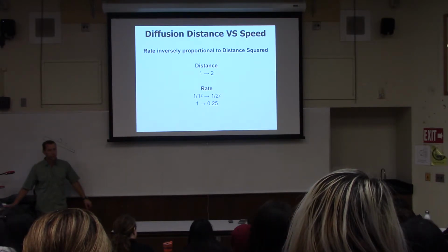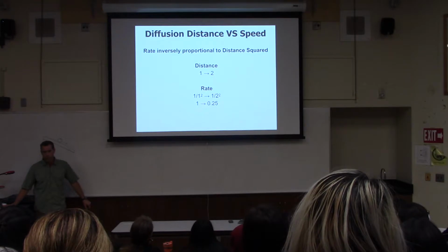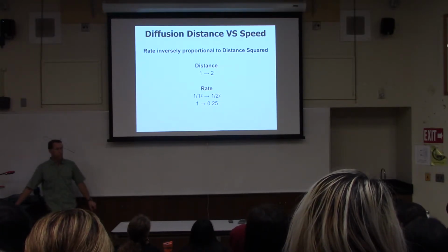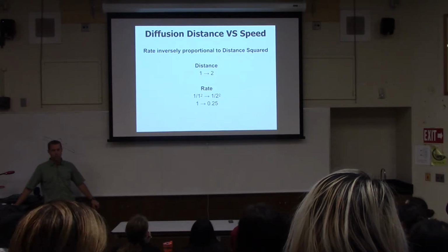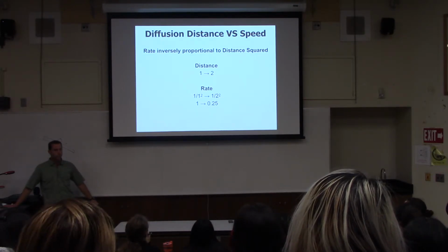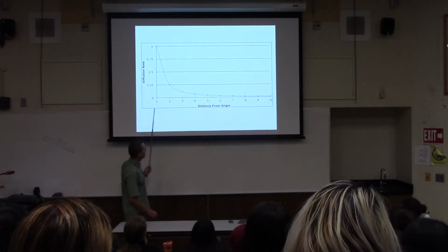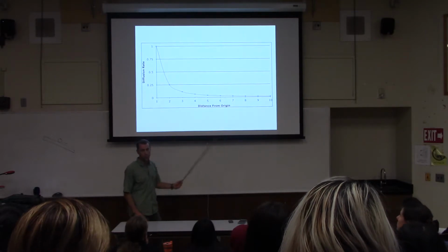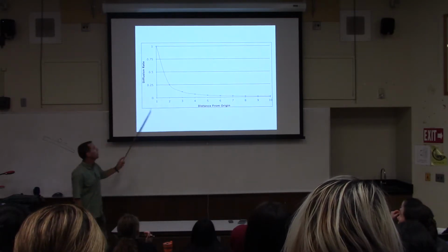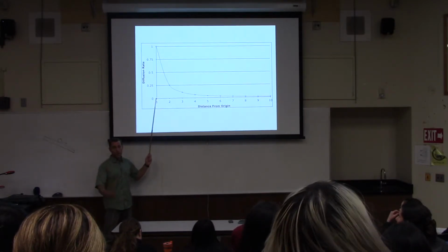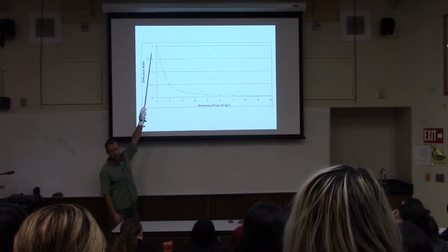Okay, it's not a linear relationship. And if we go ahead and graph this out, we've got on the horizontal axis distance from the origin where we started, and the vertical axis is the rate of diffusion. Right? If the distance is 1, whatever it is away, let's say we have a rate of 1.